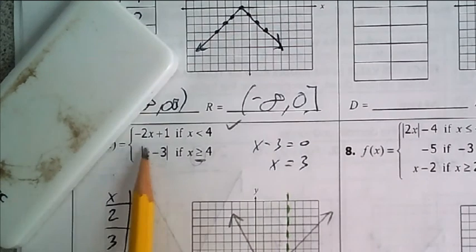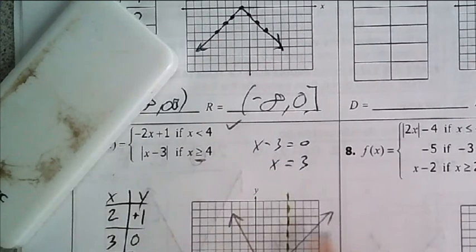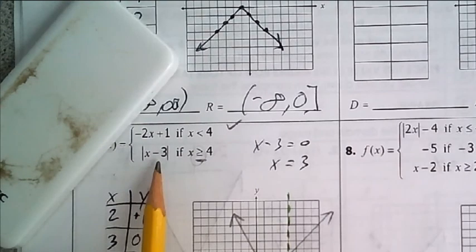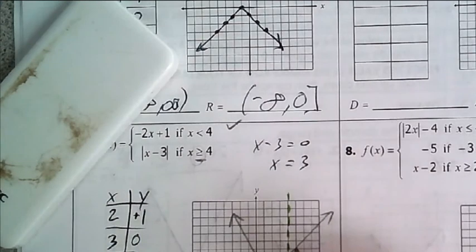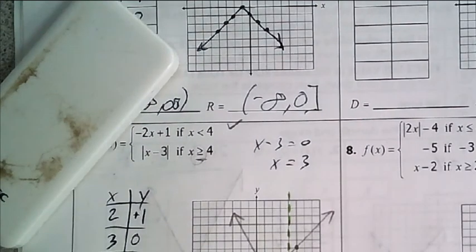4 minus 3 is what? 1. And then do 5. 5 minus 3 is 2. So I'd have a point here and a point here, and just draw it. I'll be done. But I hesitate to do that because, I don't know, it kind of throws people off, I think. It would throw people off.